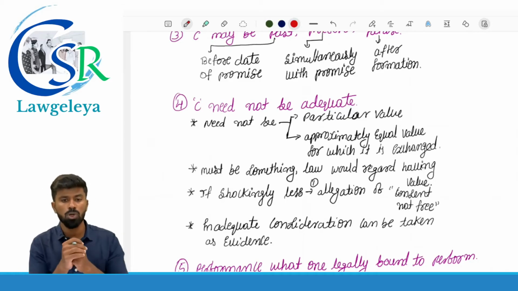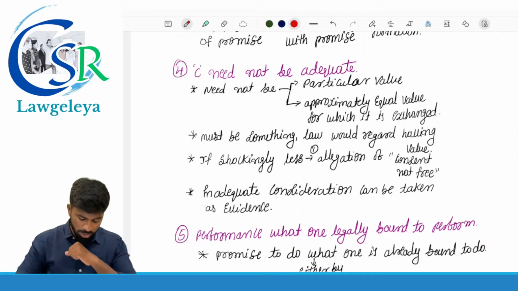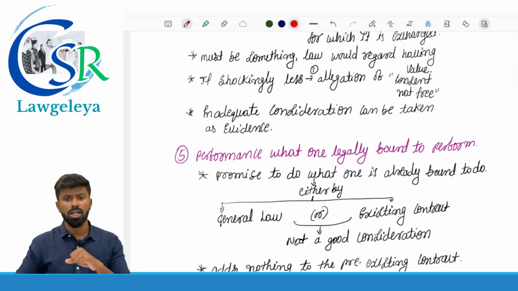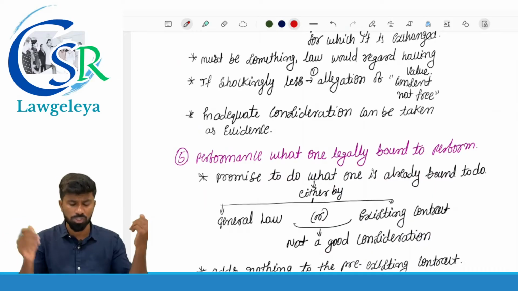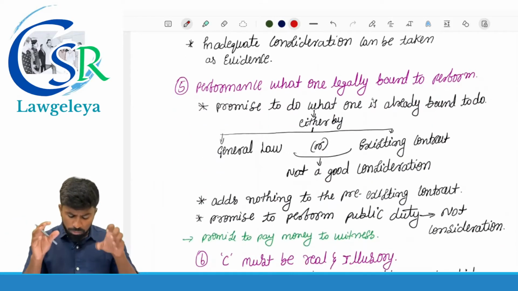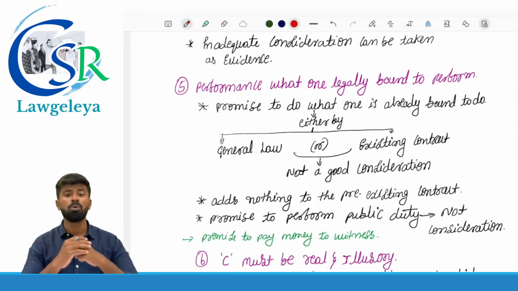Here, section number 2, clause D, subclause D is consideration. Consideration need not be adequate. It has to be some value in the law, but it need not be adequate. It can be 1 rupee, 2 rupees, 5 rupees, 10 rupees, etc. Performance of what one is legally bound to perform.